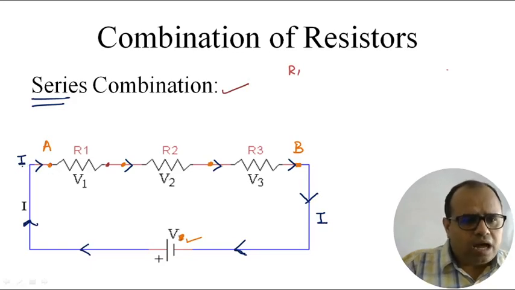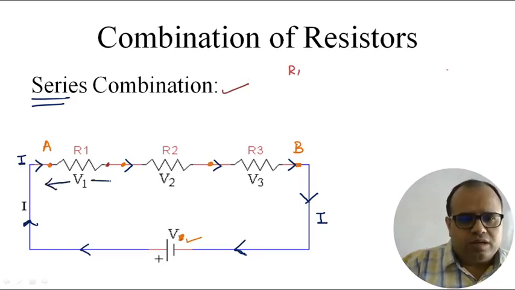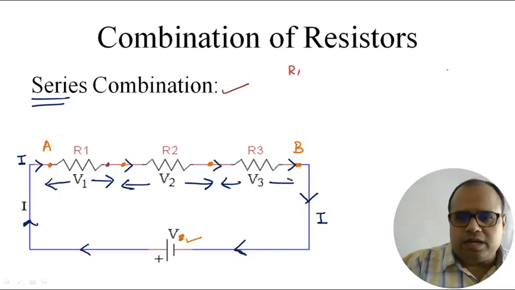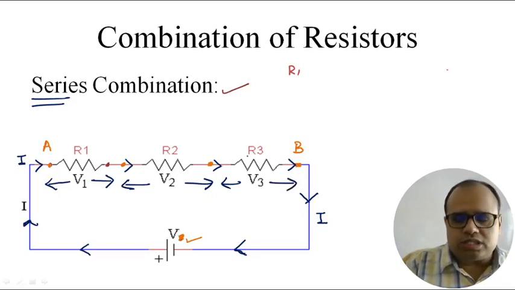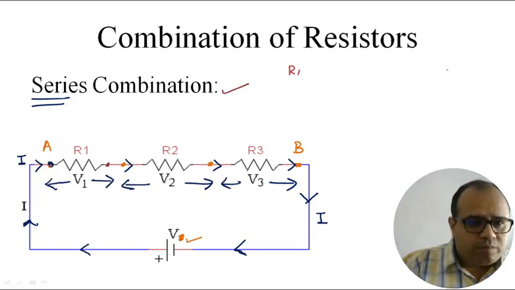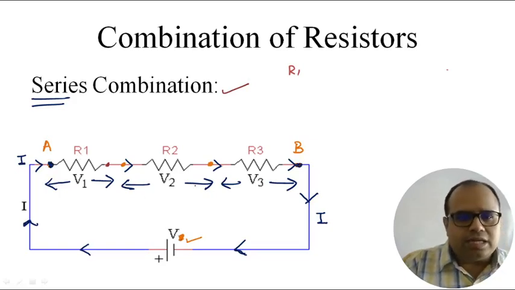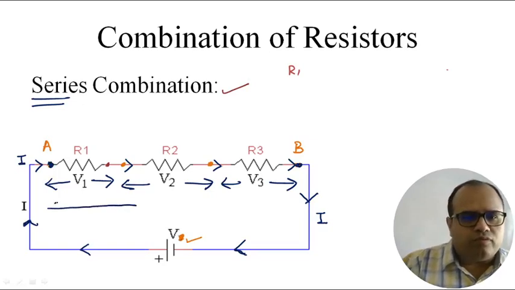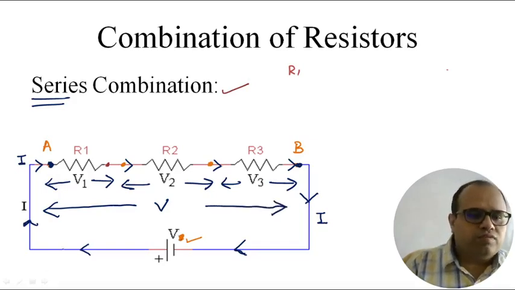Now you see that when current I flows through this R1, a potential difference of V1 is created here. Then comes the R2 resistor and a potential difference of V2 is produced across the ends of the resistor R2. Similarly, when current I flows through this resistance R3, V3 is the potential difference which is created. Now do remember that between these two points A and B, there is a potential difference of V which is created.